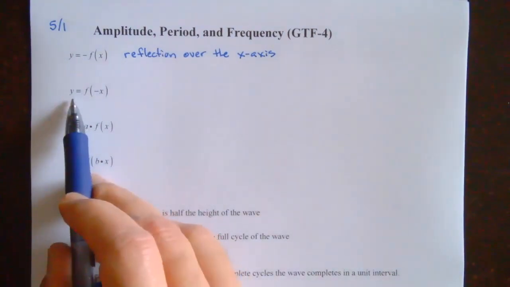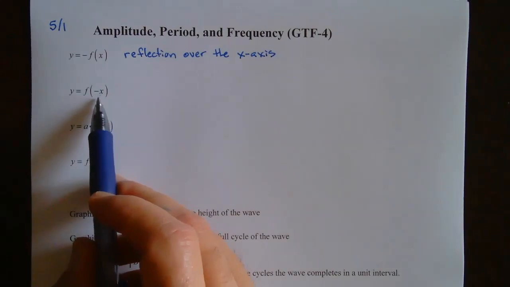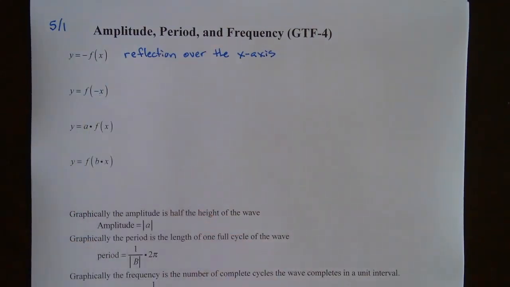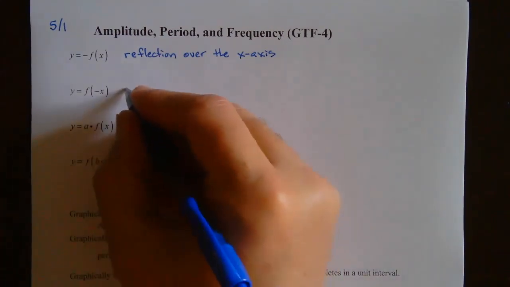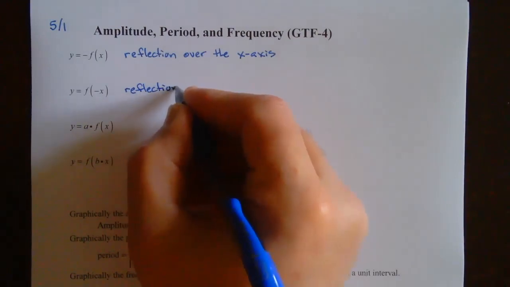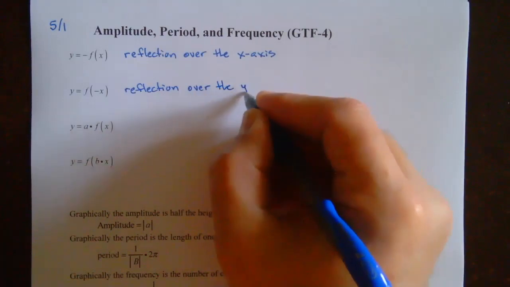Now for this next one, y equals f of negative x, you're multiplying your x's by a negative. So what happens is the positive x's are now going to become negative ones, and the negative ones are going to become positive. So that's a reflection over the y-axis. So let's write reflection over the y-axis.